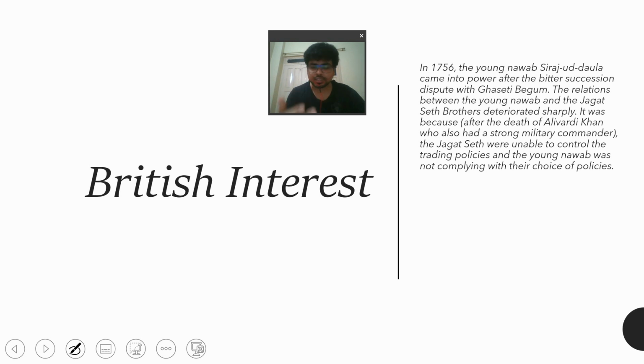Now what was the British interest? How did the British come into the picture? In 1756, the young Nawab Sirajuddaulah came into power after a bitter succession dispute with Ghaseti Begum. I have already explained that after the death of Alivardi Khan, there was a dispute between his daughter and the grandson, where the grandson came into power, and Sirajuddaulah became the ruler.